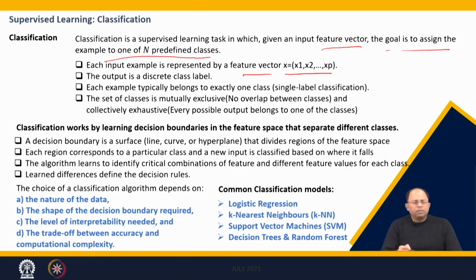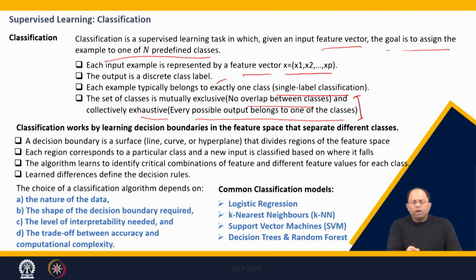Different vectors are there for each example, and the output is a discrete class label, and each example typically belongs to exactly one class. This is one assumption that we have to go with: the set of classes is mutually exclusive, with no overlap between classes, and also collectively exhaustive. That is, every possible output belongs to one of the classes. So these are the two assumptions that we have to start with.